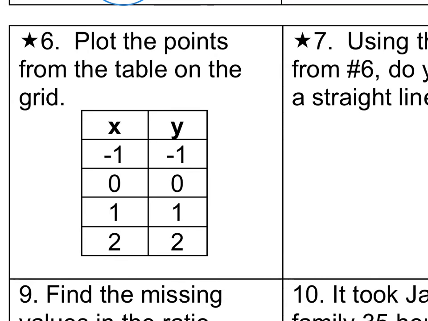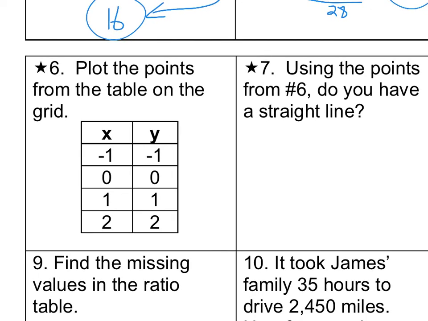6 and 7 go together. The question is, is it going to make a straight line when we plot these points? Now remember, x is our left and right axis. Tells us what's going left if it's negative, right if it's positive, and then y is our up and down axis.